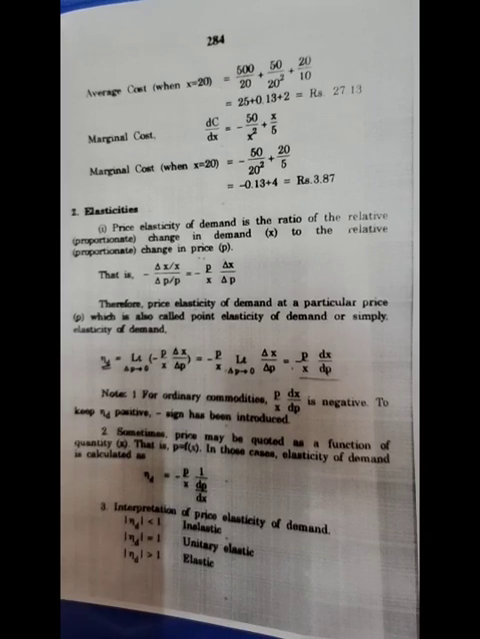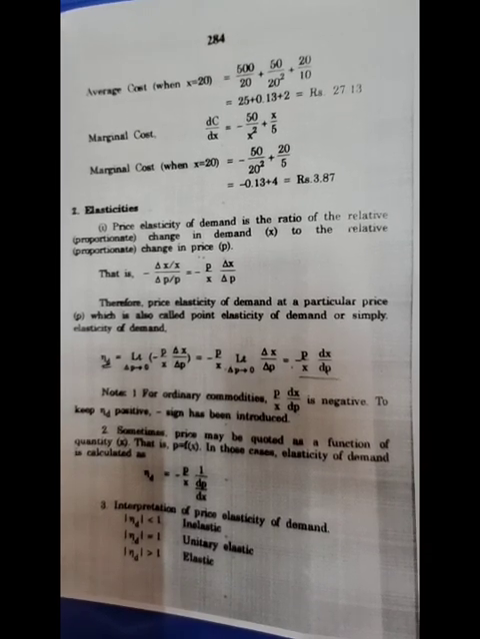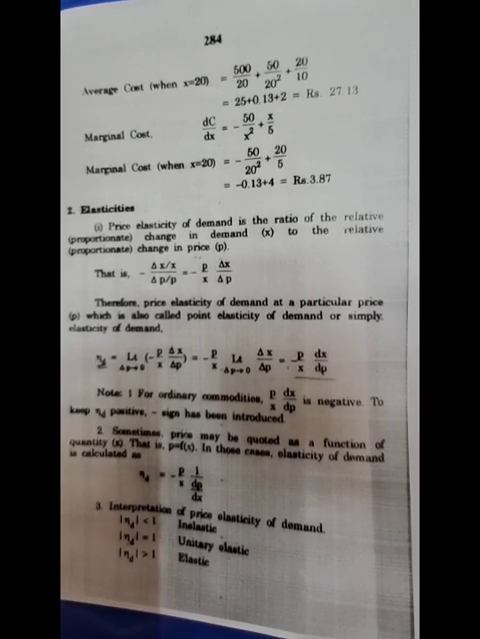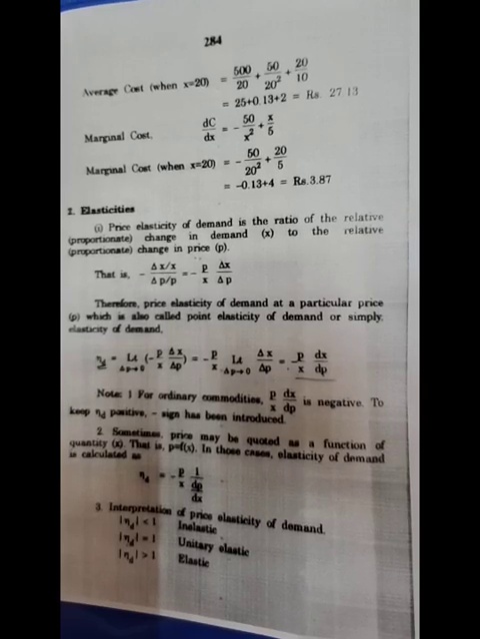Marginal cost, that is dC by dx is equal to minus 50 by x square plus x by 5. When x is equal to 20, we are substituting x is equal to 20, that is minus 50 by 20 square plus 20 by 5, which is equal to 3.87 rupees.